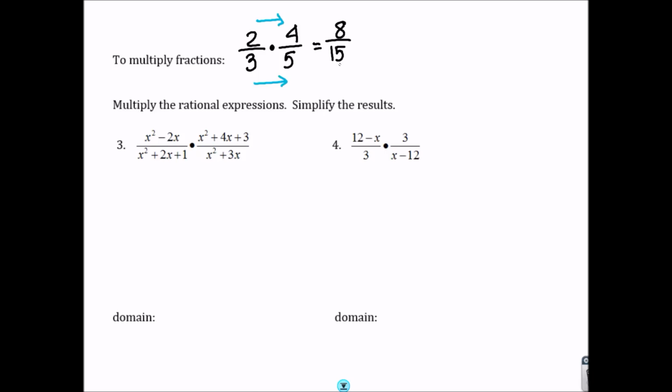So it's the same thing even when you have rational expressions. They still follow all of the rules of fractions. But we are going to start by factoring.